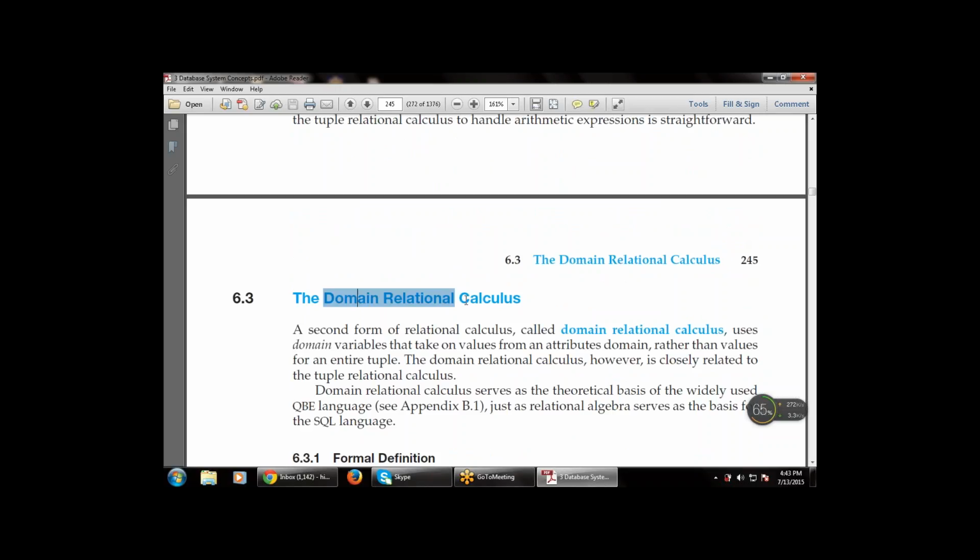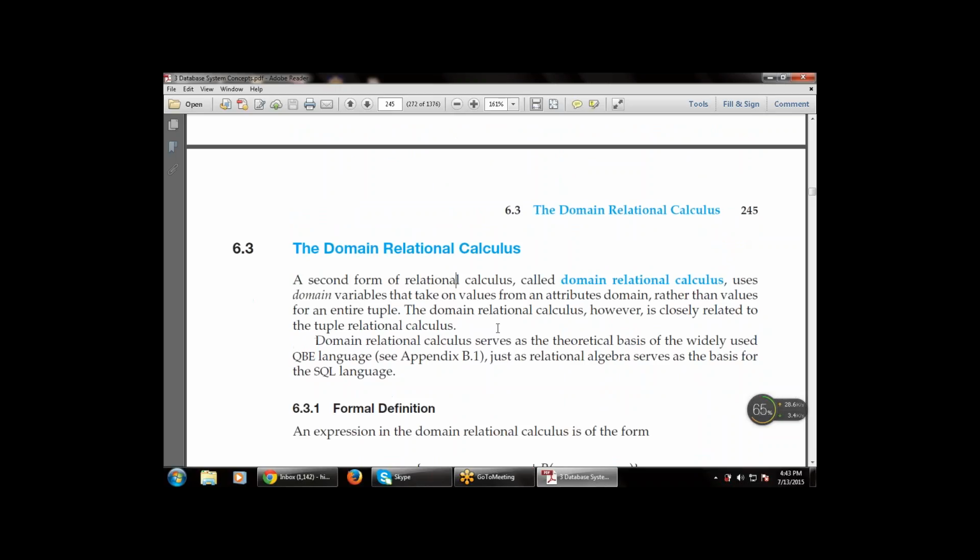Now next is the domain relational calculus. A second form of relational calculus is the domain relational calculus. So we have covered the tuple relational calculus. Now next is the domain relational calculus. The second form, the domain relational calculus, uses domain variables that take on values from an attribute domain.